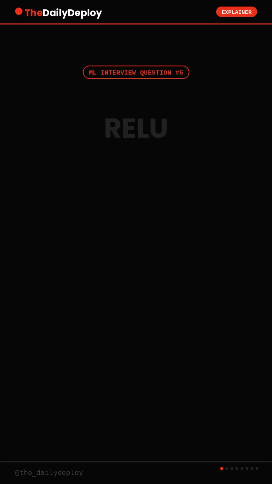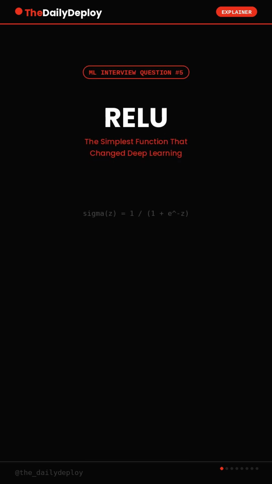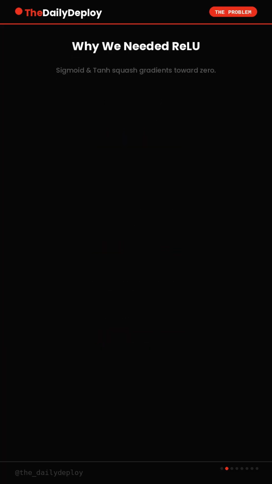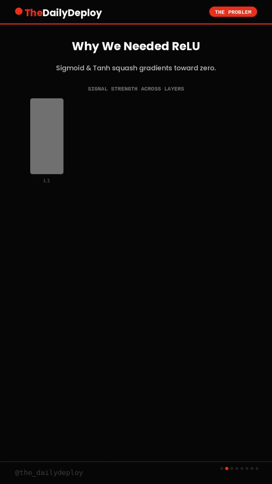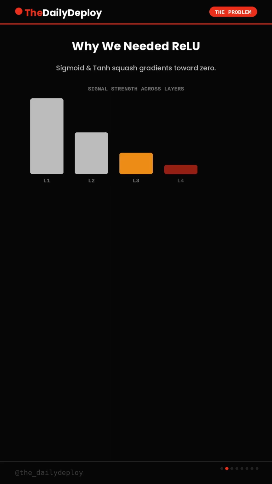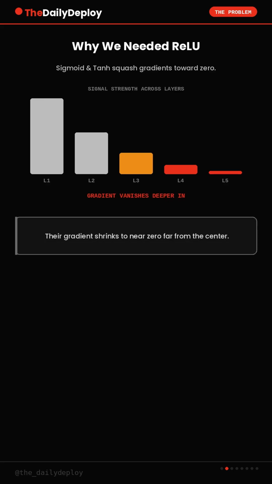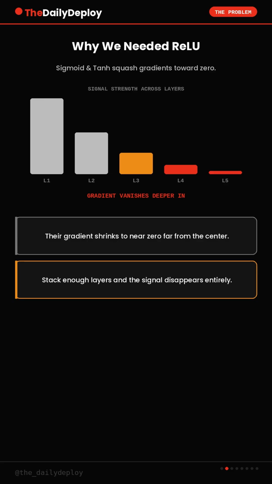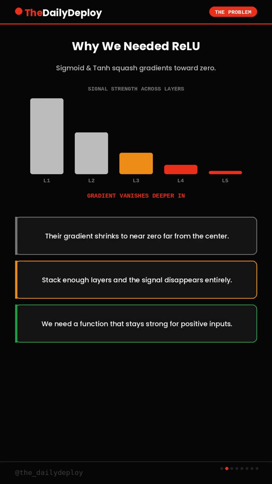Before ReLU, activation functions like Sigmoid and Tanh used complex exponential math. ReLU replaces this with a single rule: take the maximum of 0 and the input. Functions like Sigmoid and Tanh work well near the center, but their gradients become very small as the input gets larger or smaller. As the signal passes through many layers, it keeps shrinking, making deep networks difficult to train. ReLU was introduced to solve this problem by allowing gradients to flow much more effectively.